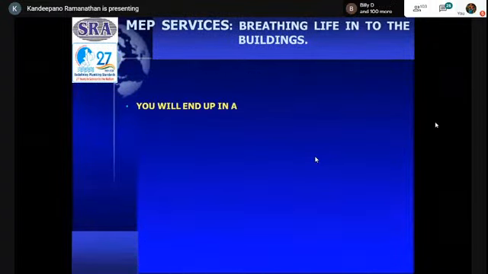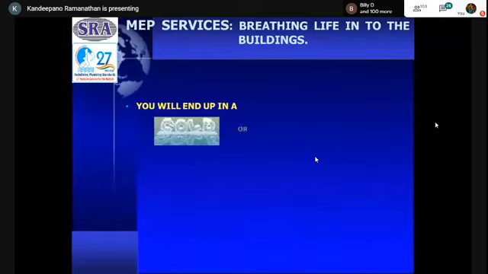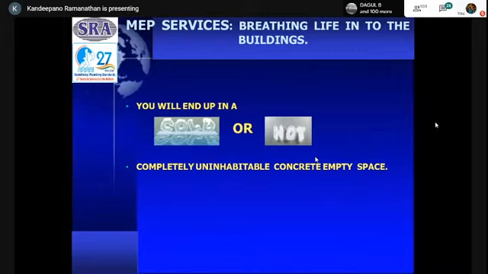What happens? You will end up in a cold, if you are in a cold climate, or a hot, completely uninhabitable, concrete, empty space. You cannot even live inside for even a minute. Now you all know that for the past few days in Chennai, the temperature is around 40 plus. Today is supposed to be 41, 42. Yesterday was 42, I was told.